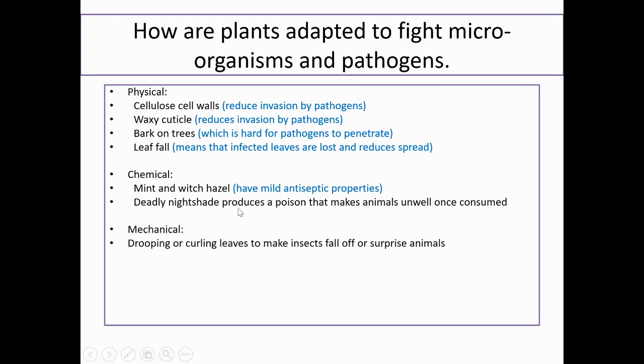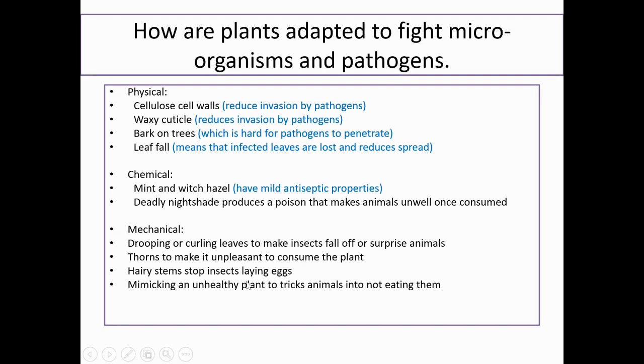Mechanical, drooping or curling of leaves, which will make insects fall and surprise larger animals. Thorns, which means it's unpleasant to consume. Hairy stems, which stop insects laying eggs, or just even being able to walk over them. Mimicking an unhealthy plant to trick animals into not eating them.